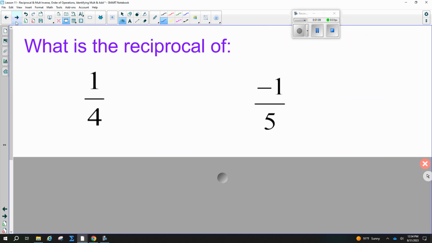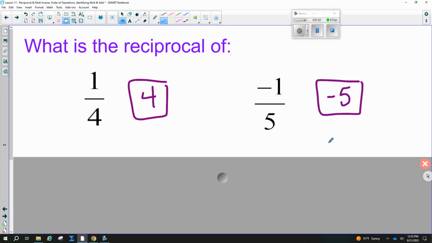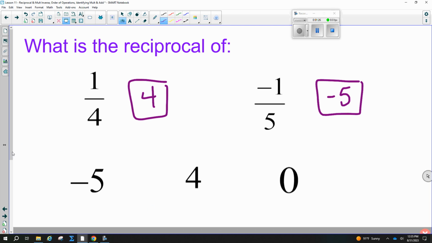All right. What's the reciprocal of 1/4? 4. And if you multiplied these together, what would you get? Great job. What's the reciprocal of -1/5? Great job. -5. And if you multiplied them, you would get 1. So again, I'm just flipping.